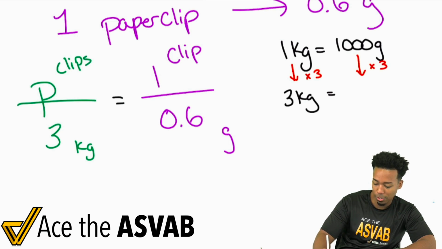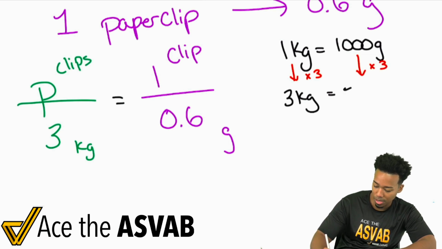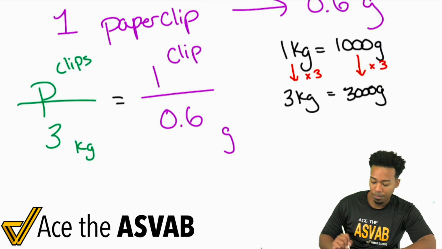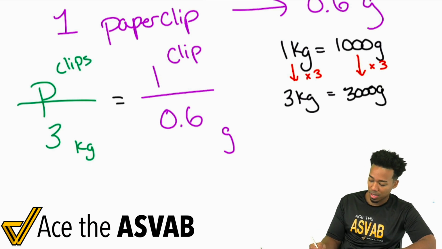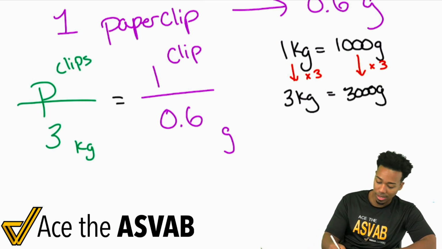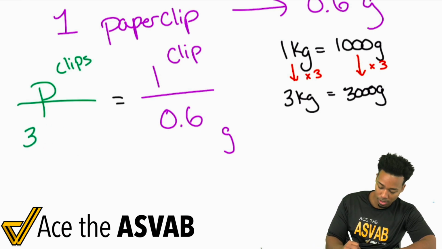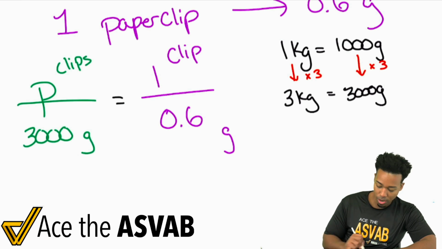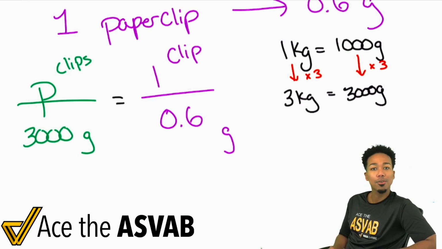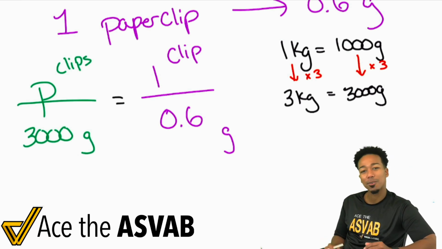So multiply 1,000 by 3 and you get yourself 3,000 grams. So 3 kilograms is the same as 3,000 grams. And so we can rewrite this, giving ourselves a good opportunity to solve this the right way: 3,000 grams. So now we have the right comparison in the same units, and now we're good to go.